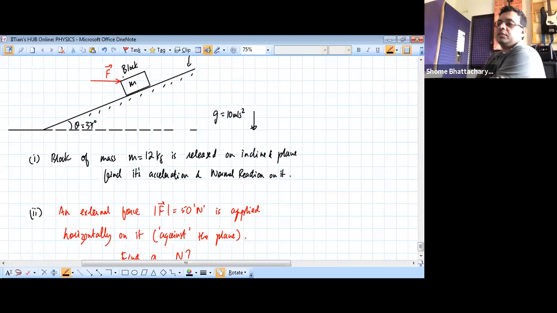First case is very easy. There are only two forces acting on it, weight and normal reaction. Now, weight which will act vertically downwards, normal reaction which will act at 37 degrees to the vertical because the inclined plane is at 37 to the horizontal.